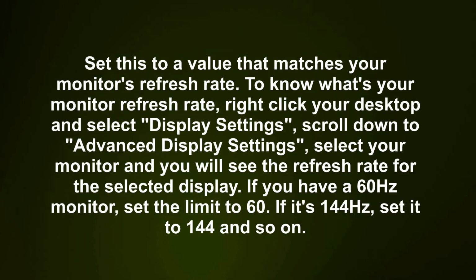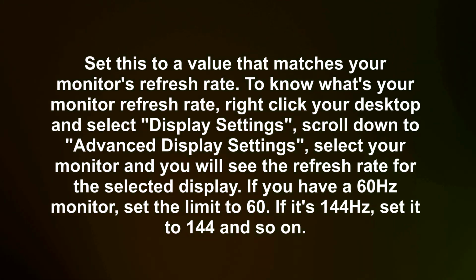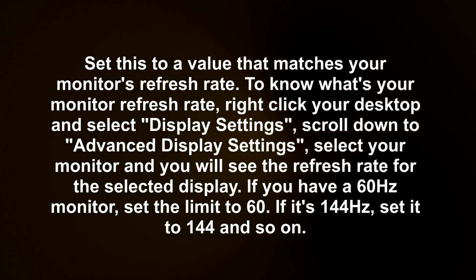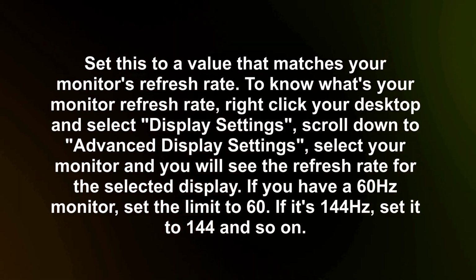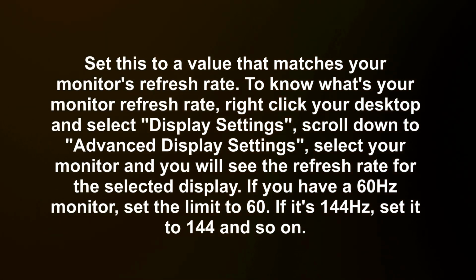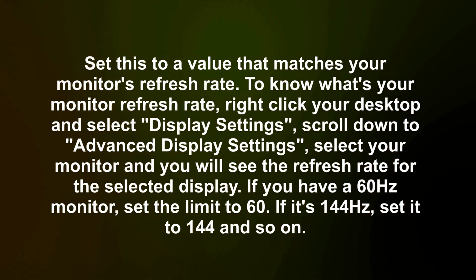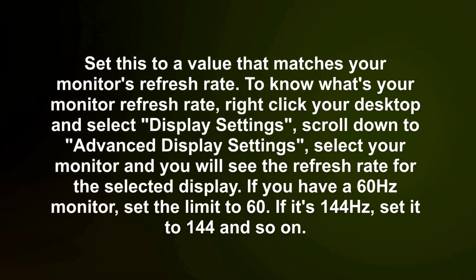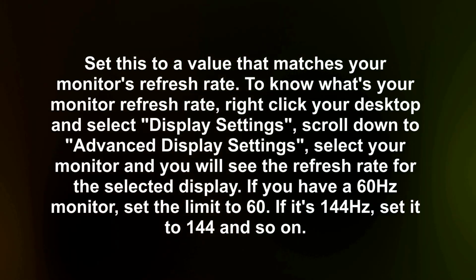To know what your monitor refresh rate is, right-click your desktop and select Display Settings. Scroll down to Advanced Display Settings, select your monitor and you will see the refresh rate for the selected display. If you have a 60 Hz monitor, set the limit to 60. If it's 144 Hz, set it to 144 and so on.